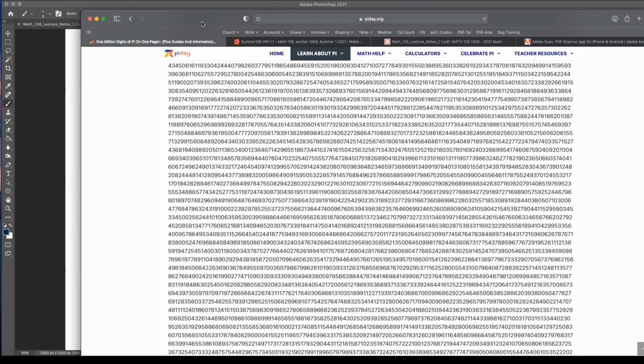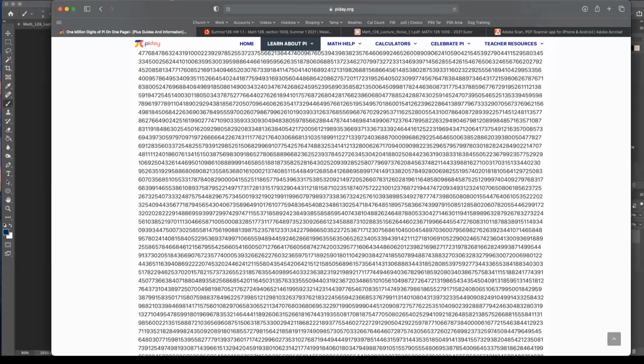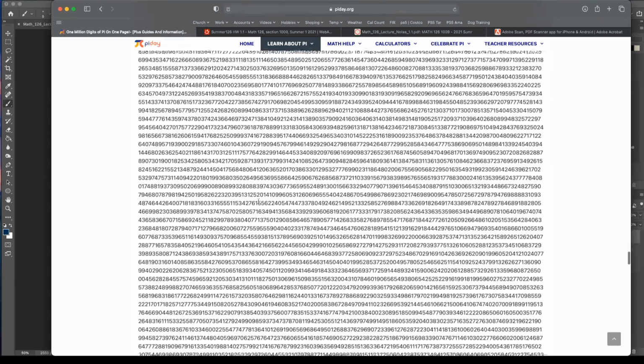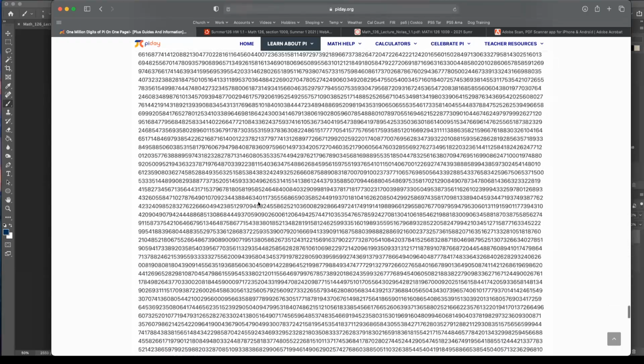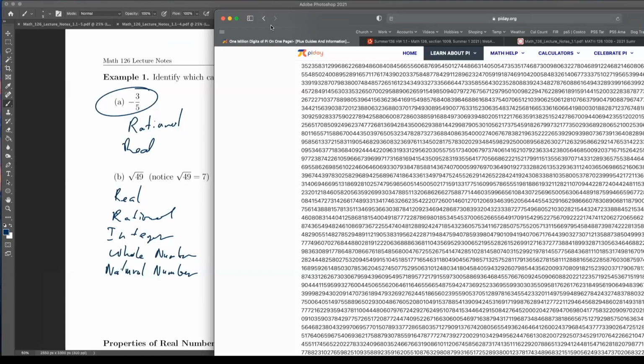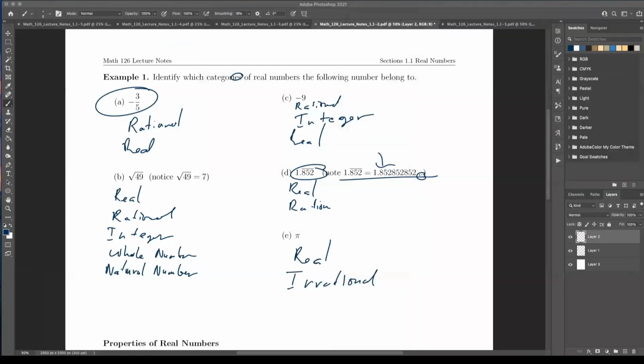Oh, I hit the bottom of the page. So pi goes on and on and on. It's just a mess of randomness for all we can tell, right? So that's what an irrational number looks like. That's really what they look like. And this isn't all of it. So it's nice to see that once if you haven't done it.